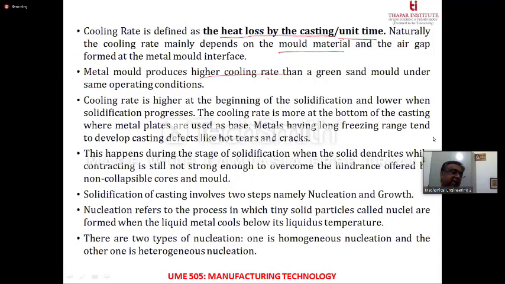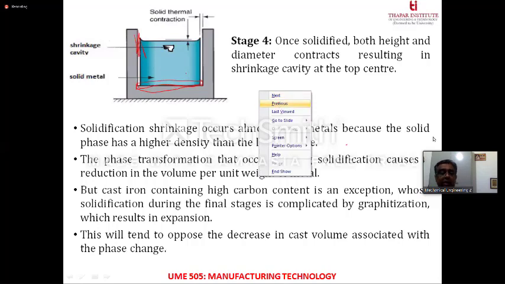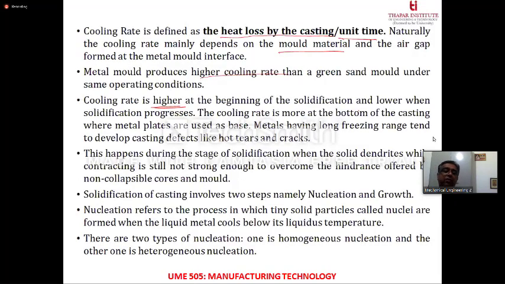Another very significant point to remember is that the cooling rate is always going to be higher at the beginning of the solidification. As the solidification process continues, the cooling rate becomes slow and low, and the cooling rate after some time will be more at the bottom of the casting where the metal plates are used as the base. If I go back, you see this area is exposed to more metal. As a result, it will have better cooling rate as compared to this cross section, because this cross section only faces one section. So cooling rate is dependent upon the type of metal that you are using and how that controls the rate of heat transfer. That is what is going to determine the cooling rate.